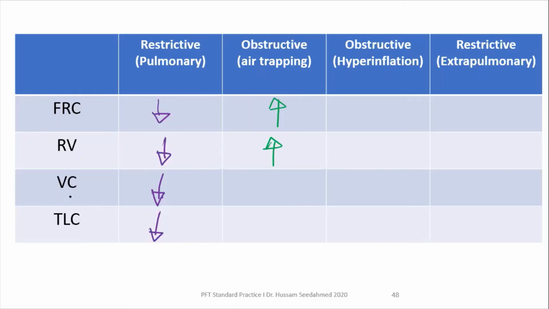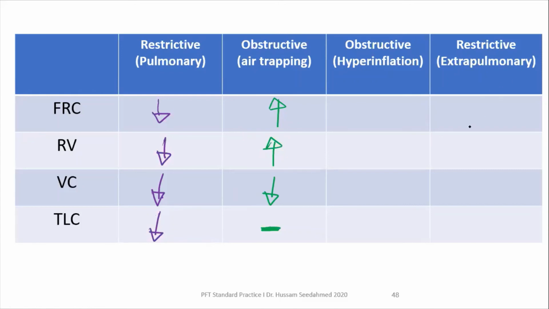How about the vital capacity in air trapping? Since both of these two will increase, at the expense of the vital capacity, the vital capacity is going to decrease. Now I have FRC increased and vital capacity decreased, so the total lung capacity will remain unchanged. The TLC will remain unchanged, normal. That is why we said before that if TLC is normal, this goes with air trapping.